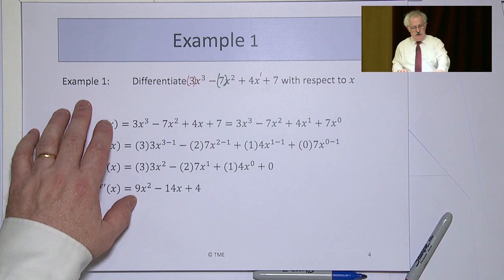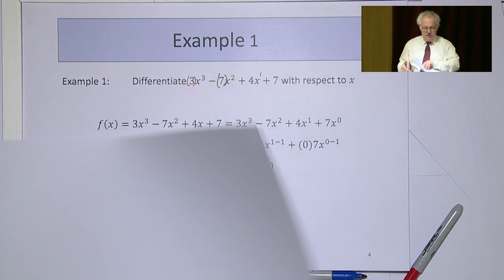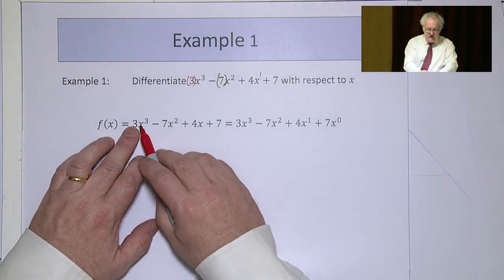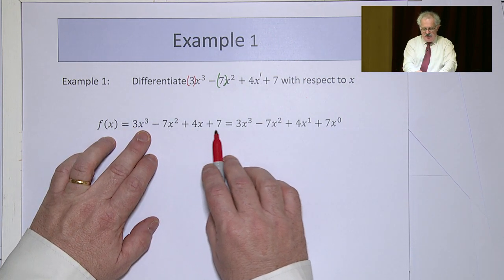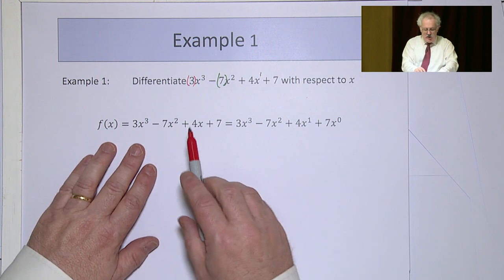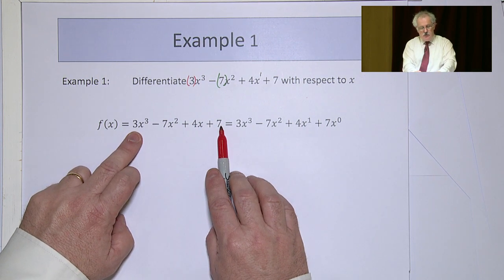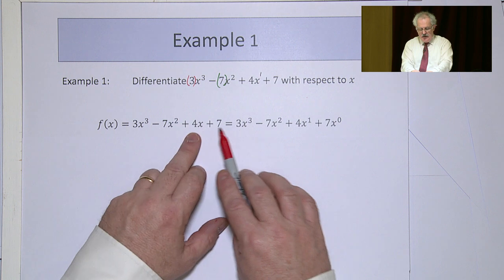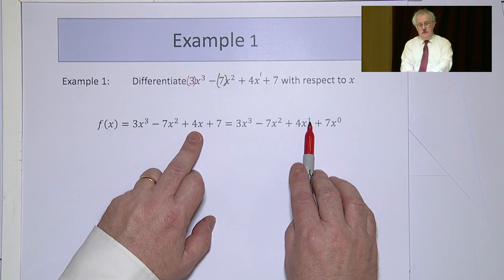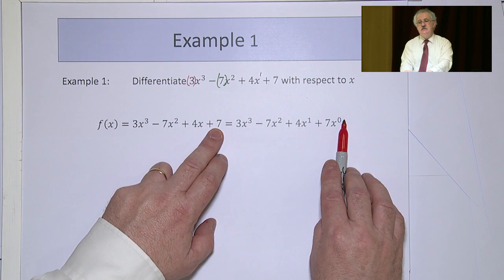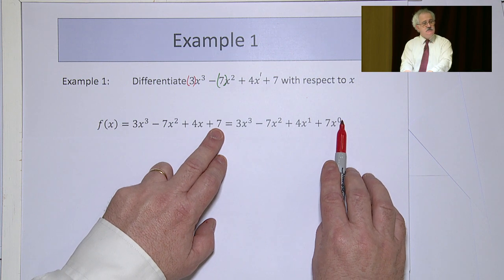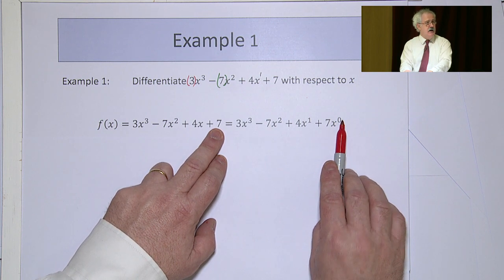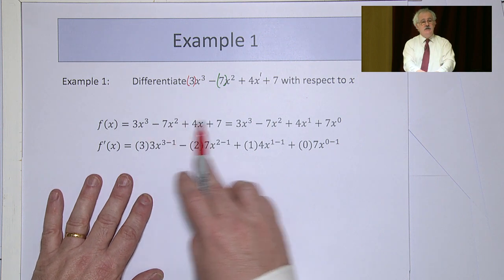So the example then, back to that, is very simply the 3 stays, the 3x cubed minus 7x squared is all of this. What I did in the first step was I rewrote the equation by adding in that the 4x was 4x to the 1 and that the 7 was 7x to the 0, because x to the 0 is 1. Is that okay?